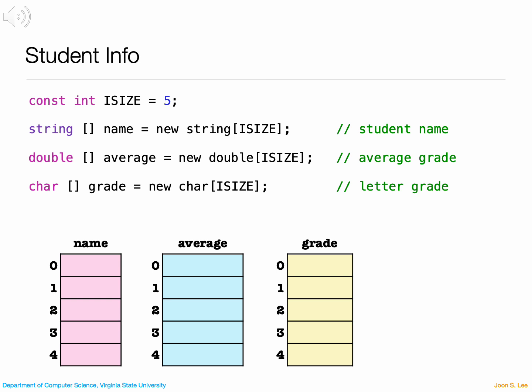While this approach works, it has some serious drawbacks. First, the relationship between the data is implicit, not explicit. There's nothing in the code that guarantees name 2 actually belongs with average 2 and grade 2. We just have to remember that. Second, this approach becomes difficult to manage as programs grow. If we want to add more information, such as student ID, major, or credits, we have to add more arrays and keep all of them perfectly synchronized. This is exactly the kind of problem that classes and objects are designed to solve. Instead of spreading related data across multiple arrays, we can group everything that belongs to a student into a single student object.